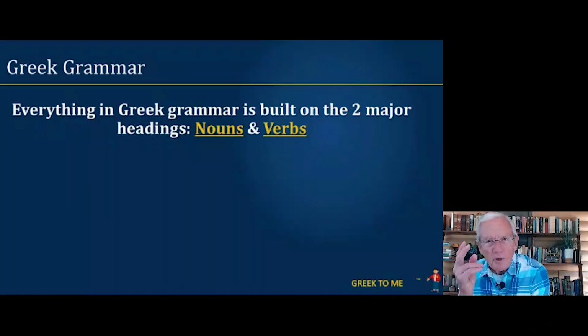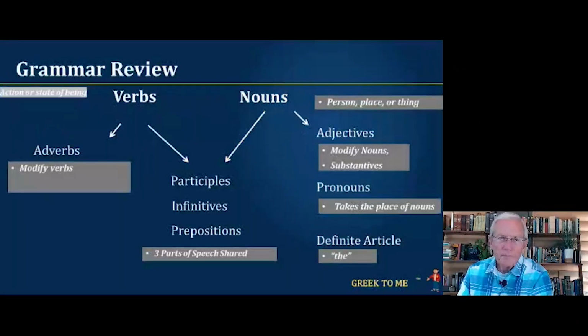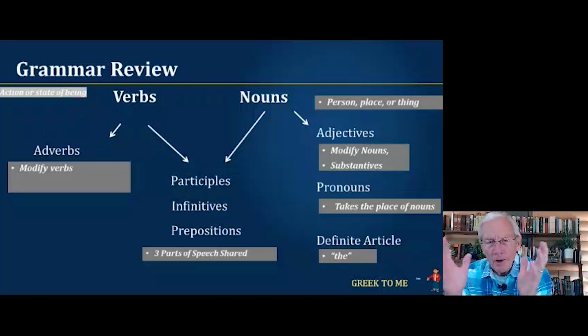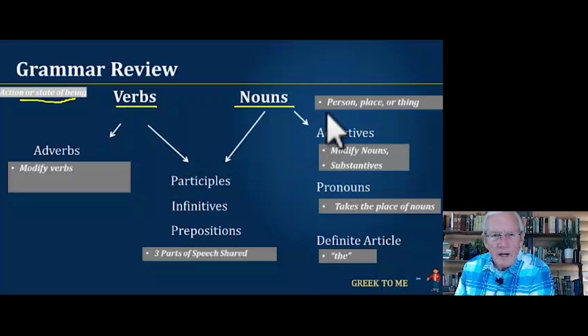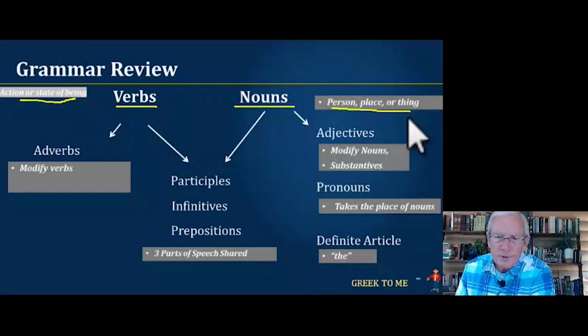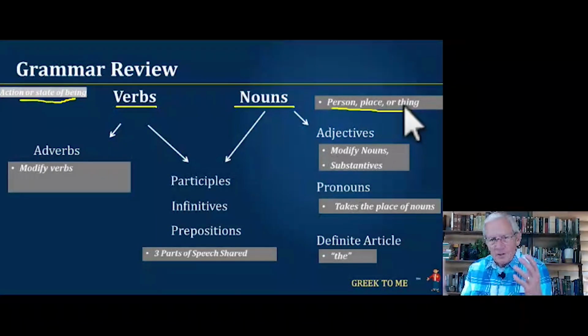Everything in Greek grammar is built on the two major headings: nouns and verbs, or verbs and nouns. Those are our two broad categories. By way of broad grammar overview, we have the two categories here: verbs and nouns. And what do verbs refer to? Action or state of being. And what do nouns refer to? Persons, places, or things.